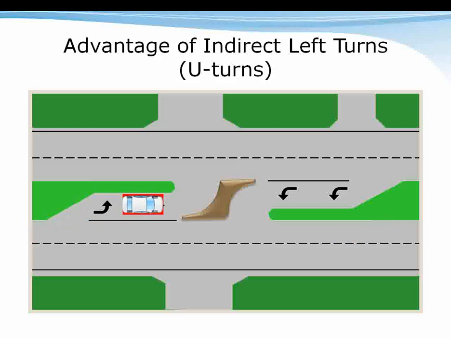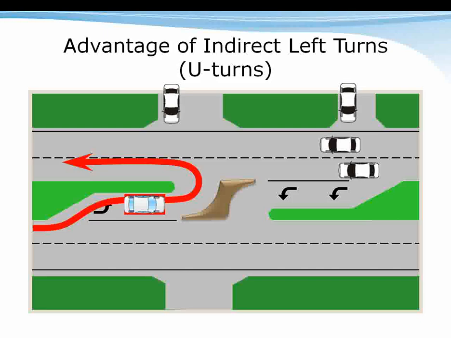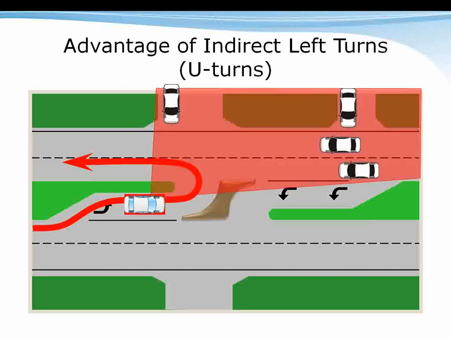When they get to the next median opening, they make a U-turn. In order to negotiate that U-turn, this is the cone of vision that is required.